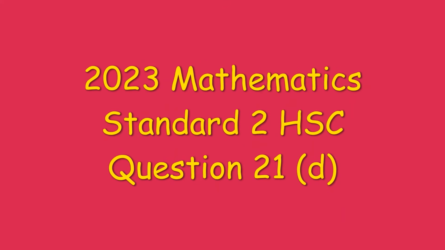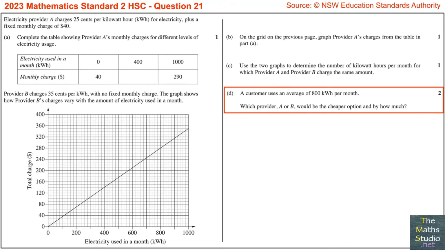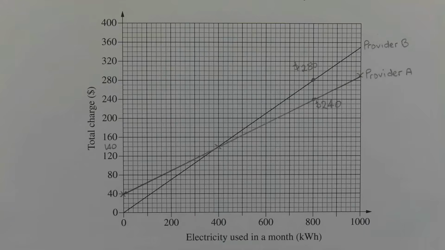Part D. A customer uses an average of 800 kilowatt hours per month. Which provider, A or B, would be the cheaper option and by how much? From the graph, a customer that uses 800 kilowatt hours will be charged $240 using provider A and $280 using provider B. So firstly, provider A is cheaper. And by how much? Well, it's the gap between these 2 points. So 280 minus 240 is equal to $40.